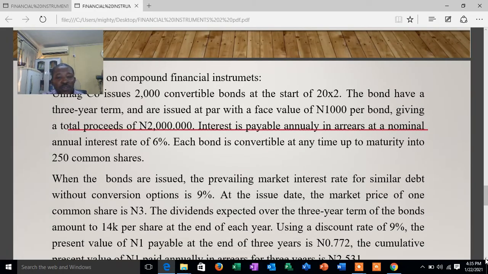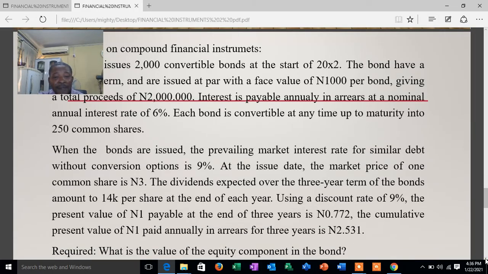Then they said when the bonds are issued, the prevailing market interest rate for similar debt without conversion option is 9%. That is the market rate. That is what we are going to use to determine the present value of that interest. And at the issue date, the market price of one common share, you don't need that again. Then they said using a discount rate of 9%, the present value of 1 naira payable at the end of 3 years is 0.772, and the cumulative present value of 1 naira annually in arrears for the 3 years is 2.531.